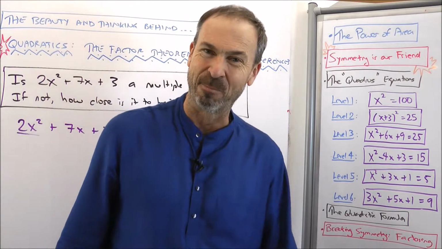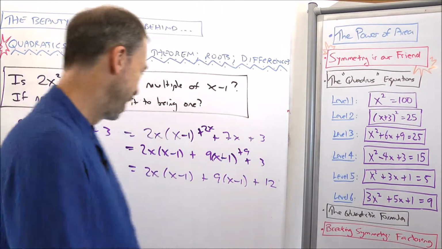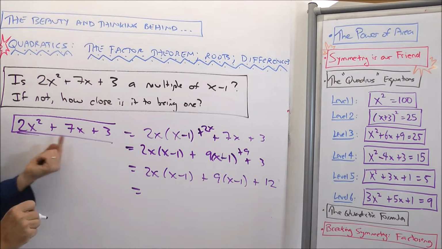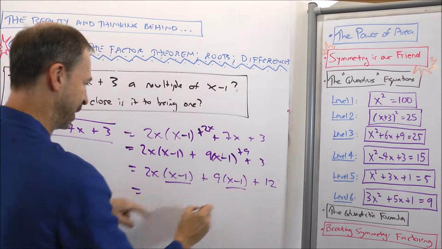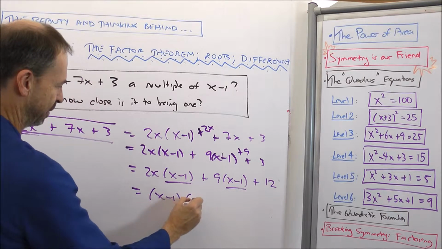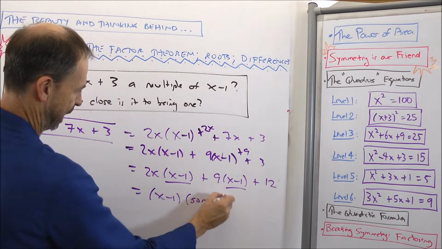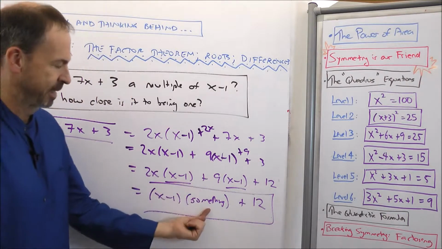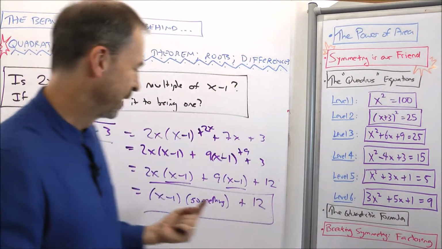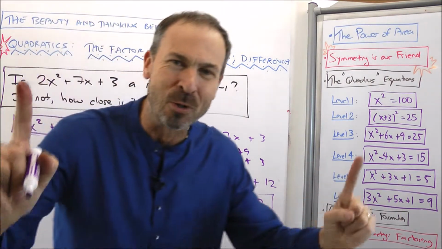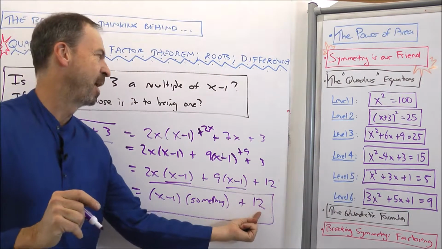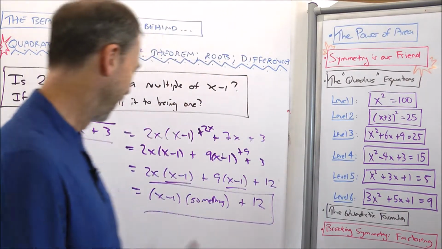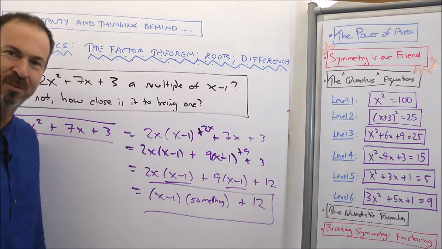And now I think I'm stuck. So I'm seeing that this thing here, this 2x squared plus 7x plus 3, is a multiple of x minus 1. It's x minus 1 times, I'll just write something, I don't care what it is, plus 12. And my something is actually 2x plus 9. So it's almost a multiple of x minus 1. It's off by 12. Okay, so we found out what the error is.